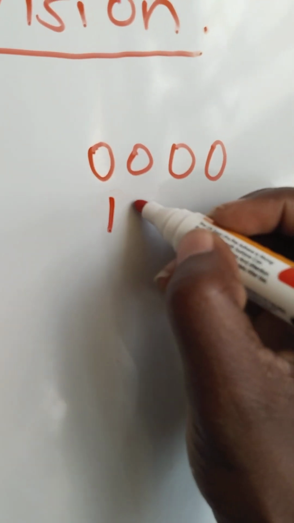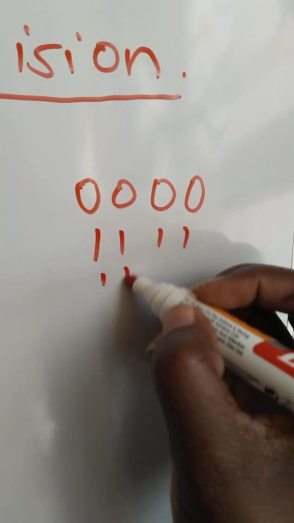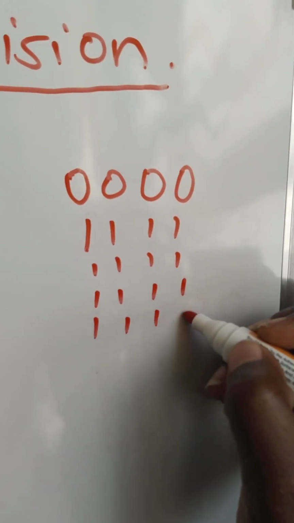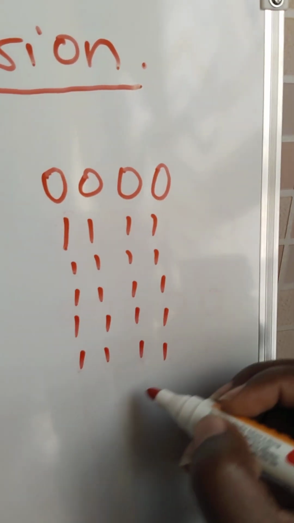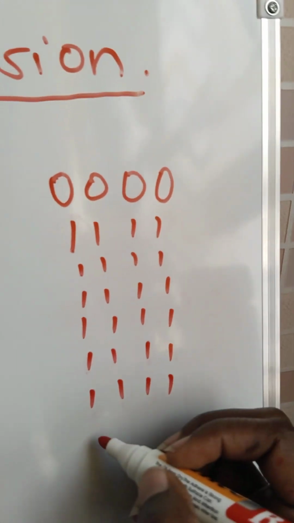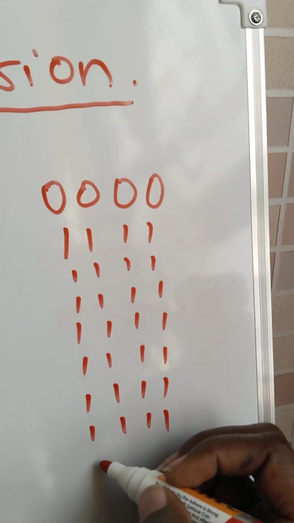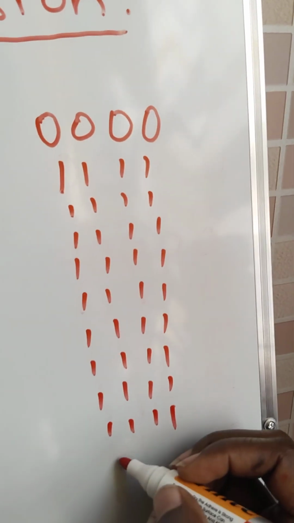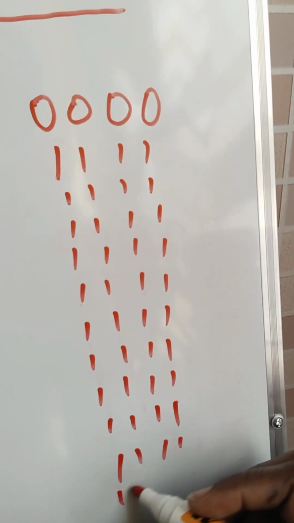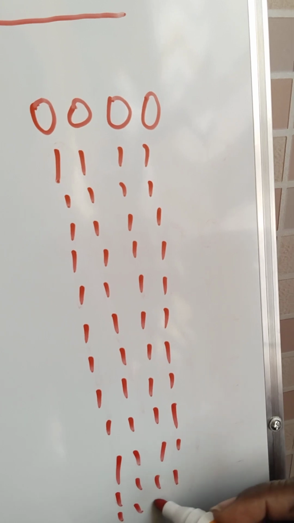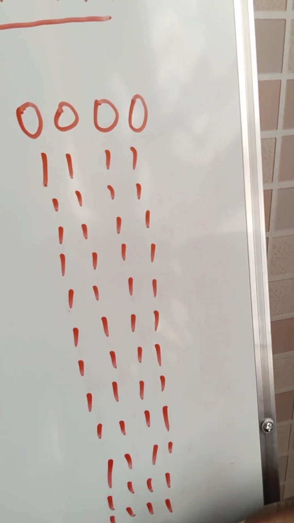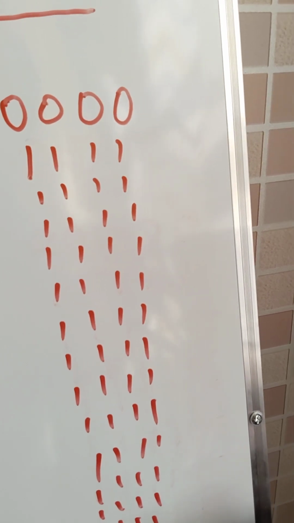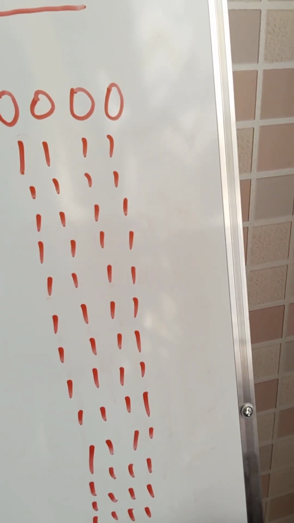1, 2, 3, 4, 5, 6, 7, 8, 9, 10, and so on, counting up through 20, 30, 40, 50, 60, 61, 62, 63, 64.